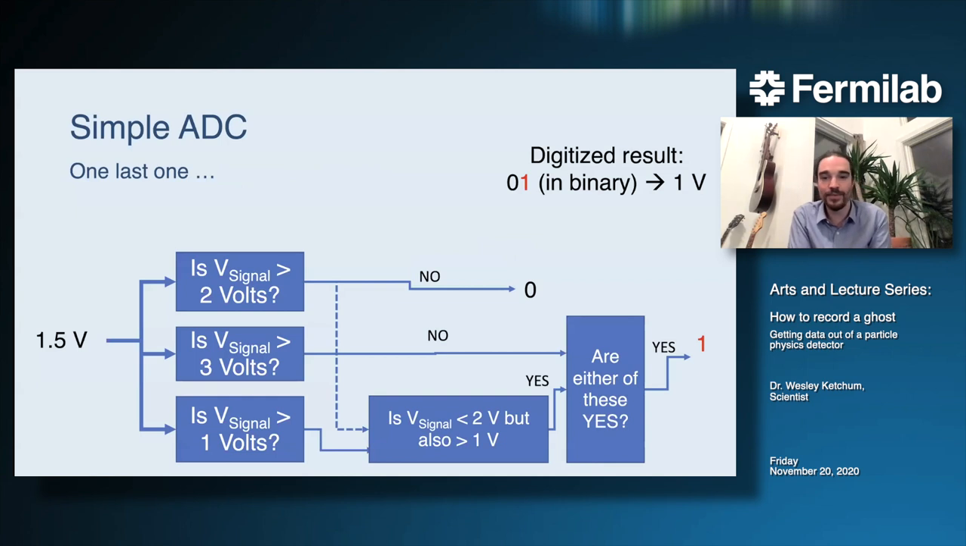So one last example, just to see the full spectrum of sorts real quickly. So here's the 1.5 volts. And so on the very top path, it's not greater than 2 volts. And so that most significant digit is 0. But on the very bottom path, it is greater than 1 volt and less than 2 volts. And so that very least significant digit ends up being a yes. And so then the digitized result is going to end up being 1 volt. And so that's how a really basic, simple ADC can work.